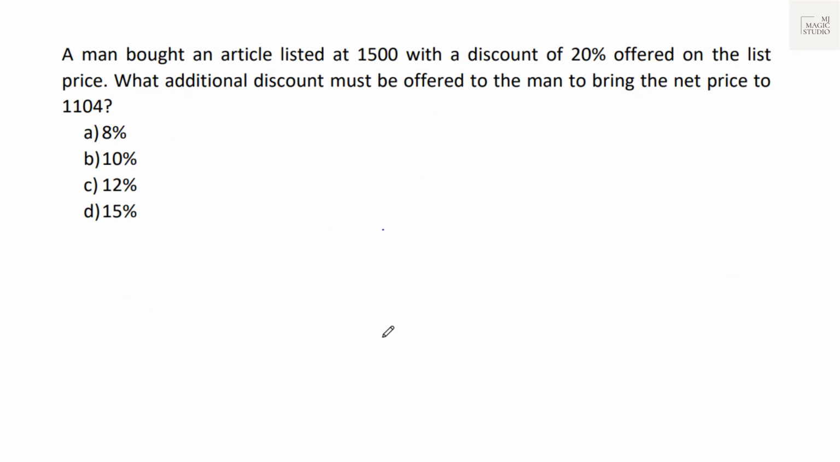A take from profit and loss percentage. A man bought an article listed at 1500 with a discount of 20%. So list price or market price 1500, discount 20% on 1500, that would be 300. So now the price becomes 1200. What additional discount must be offered to the man to bring the net price to 1104?